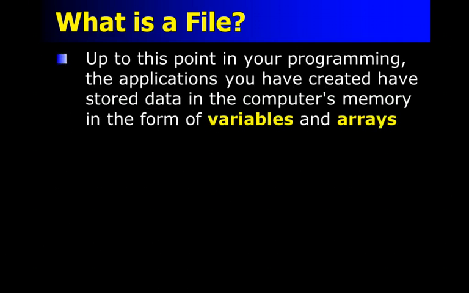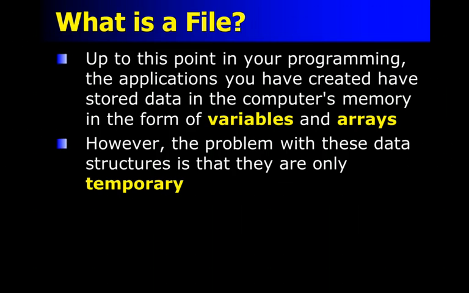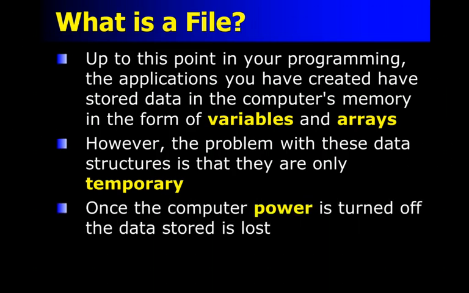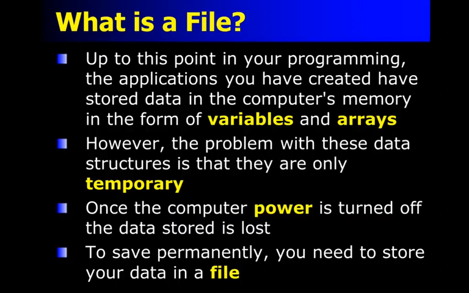Now, the thing about your programming up to this point is every piece of data you've stored has been temporary. It's been stored in the form of a variable or an array or a class or some sort of complex data structure, but it is only available while the program is running. The second your program stops, any of that data is lost. Or if, say, the computer gets unplugged, the data is lost. So the problem with these data structures is they are temporary, and they are also defined as volatile.